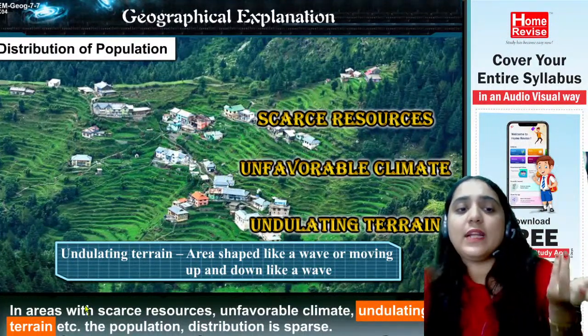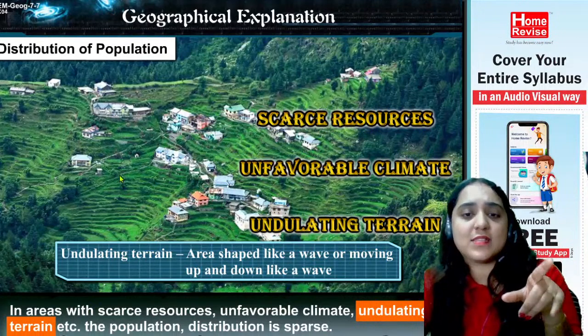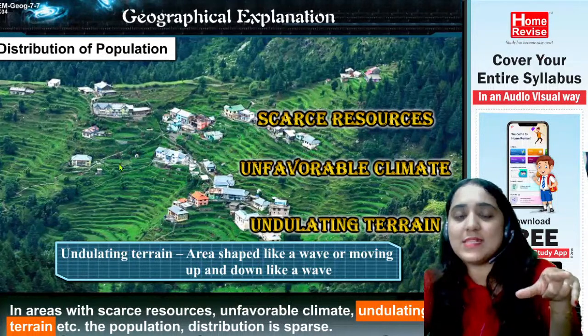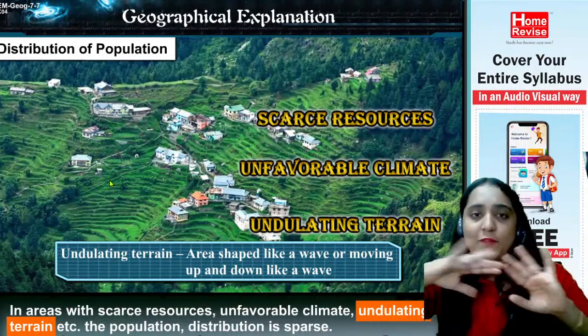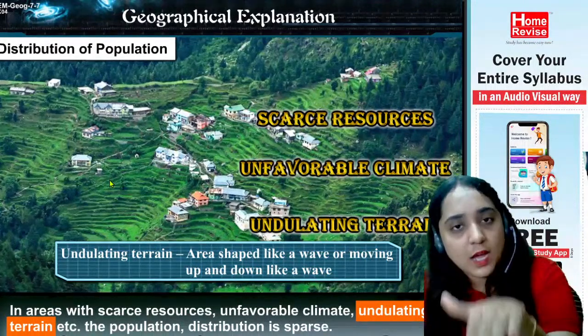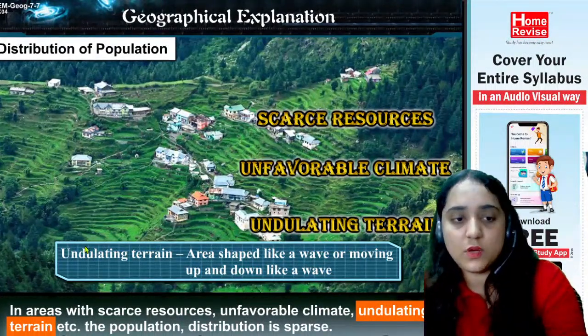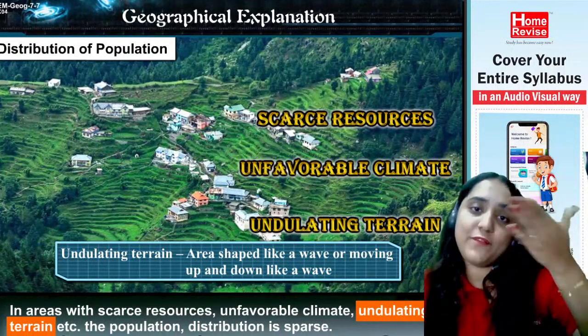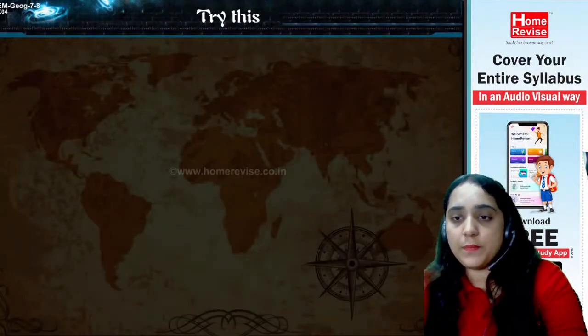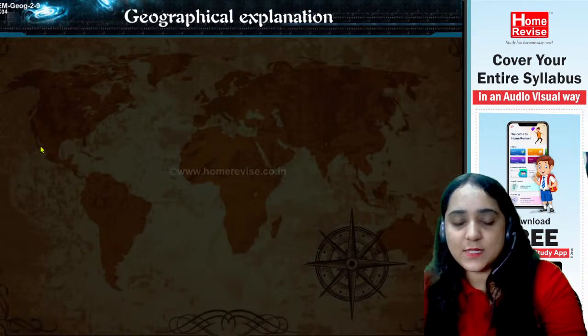So ये undulating terrain जो है ना, see undulating terrain as in it is like a wave or moving up and down wave kind of thing you can see. So it is not a flat plane, ये flat नहीं है. So यहाँ पे जो distribution होगा population का वो भी कम होगा, it will be less, okay, as compared to the flat plane. Okay, now let's move on to the next one.